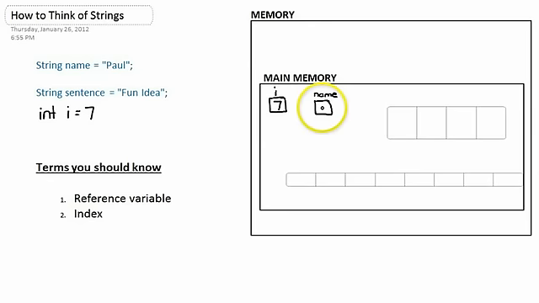So what it does is it references a spot in memory where it puts a number of characters. A string can be thought of as a collection or an array of characters. So in this case, there's 4 of them, and those characters are P, A, U, and L.